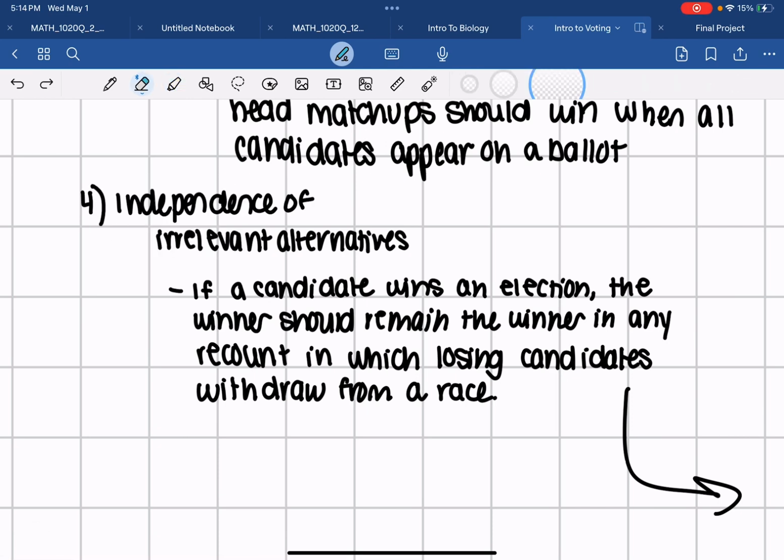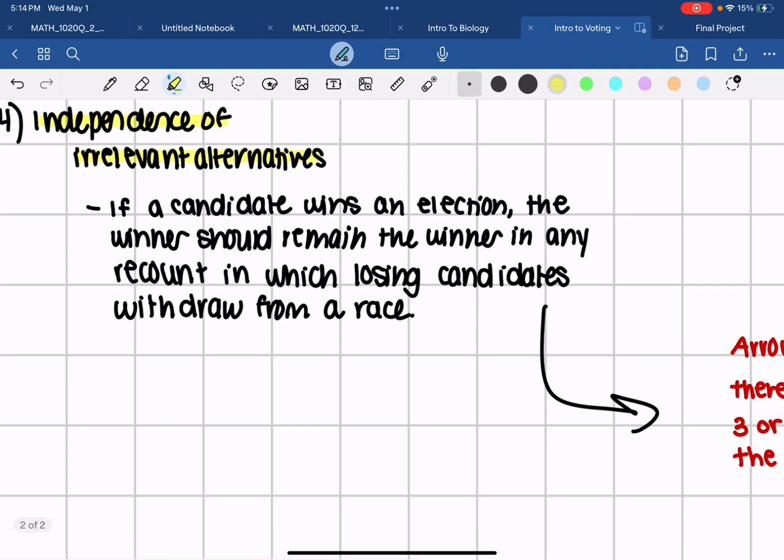And then last but not least, we have the independence of irrelevant alternatives, which states that if a candidate wins an election, the winner should remain the winner in case there's any recount in which any losing candidates withdraw from the race.